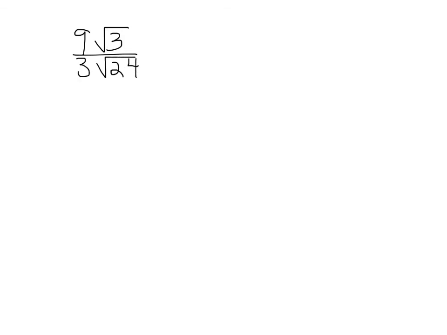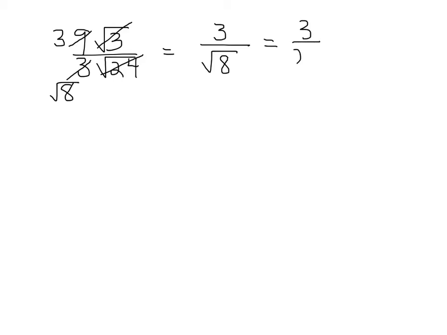Say if a problem started out like this, I can simplify 3 and 9. 9 goes in here 3 times. And I can simplify this. Root 3 goes into root 24, root 8 times. So at this step of the problem, I have 3 over root 8. Now, root 8 has a perfect square factor.